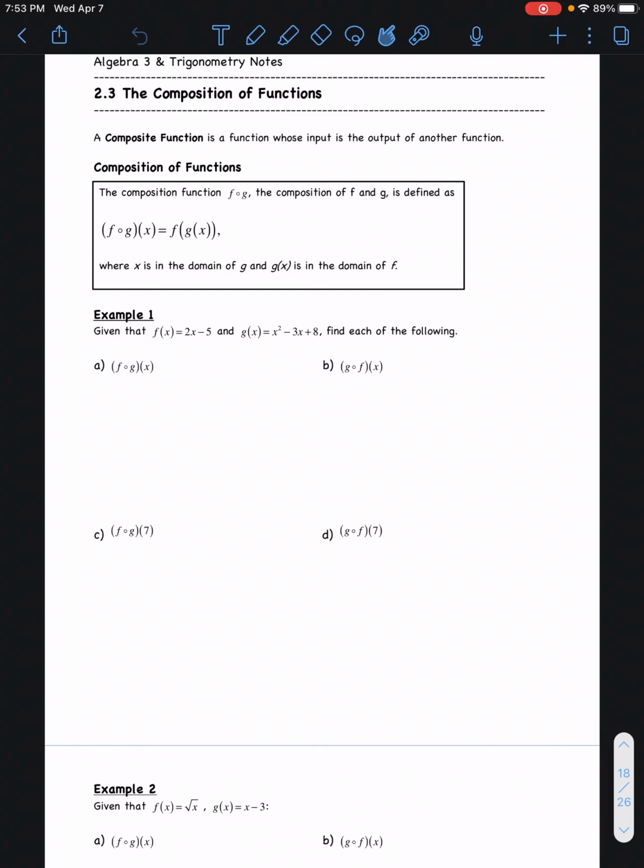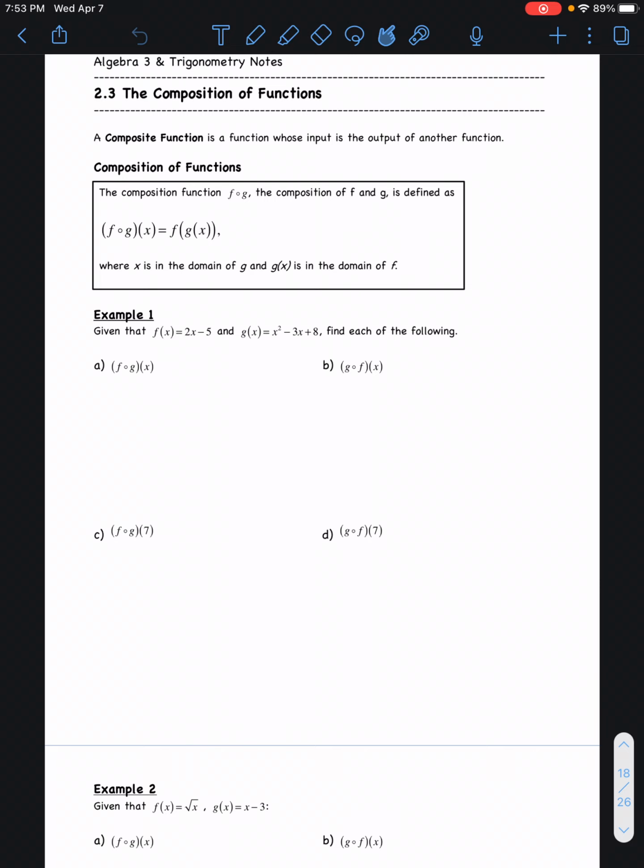Okay, guys, welcome back. Algebra 3 and Trig. Today we're going into section 2.3, and it's titled Decomposition of Functions. You most likely hit this in Algebra 2, so we're going to refresh it right now.